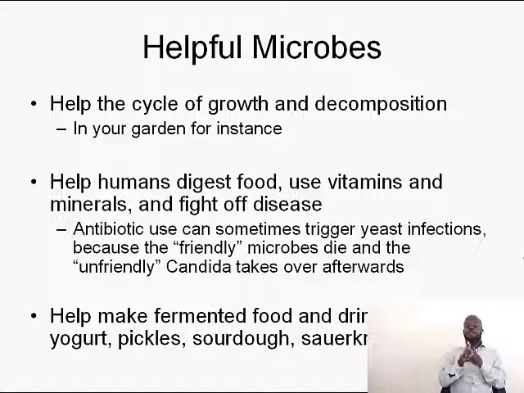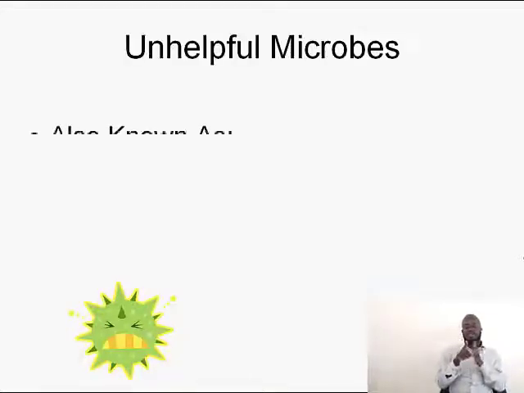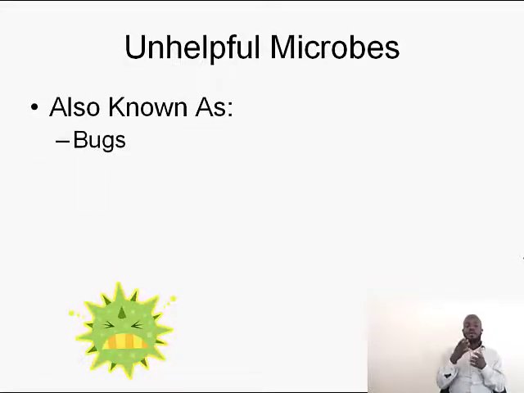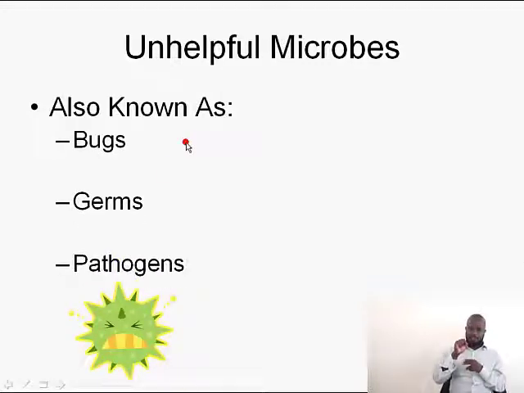Microbes can also help make fermented food and drink that are yummy: cheese, yogurt, pickles, sourdough, sauerkraut, alcohol, and many other things. So what we're really talking about in this lesson, though, are unhelpful microbes. So they might also be known as bugs, germs, or pathogens. And pathogen here, patho, is the root that means disease, and then gen is like Genesis, the start of something or where something comes from.